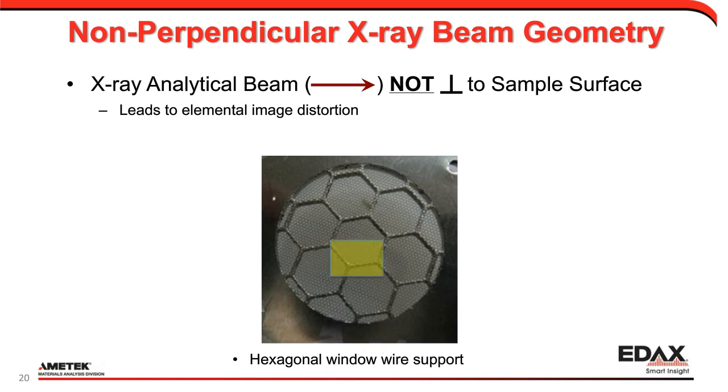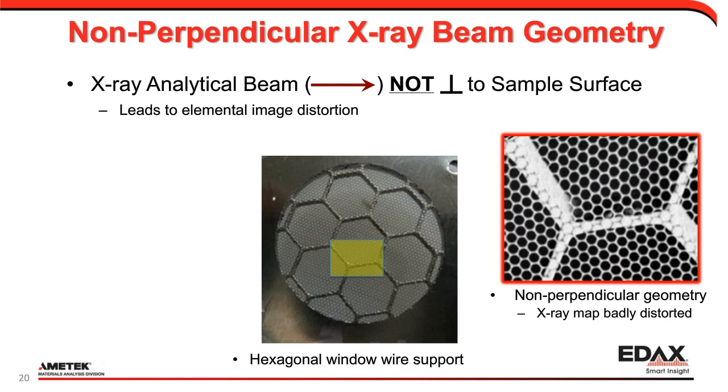With the non-perpendicular X-ray geometry, let's say here I'm measuring this yellow area. I'm doing an elemental image of it. I'm collecting a spectrum at each point within that area, and then I'm going through the spectral database and mining out an elemental intensity. This is what the image of that particular area looks like. It's distorted because the underlying grid is distorted in the image.